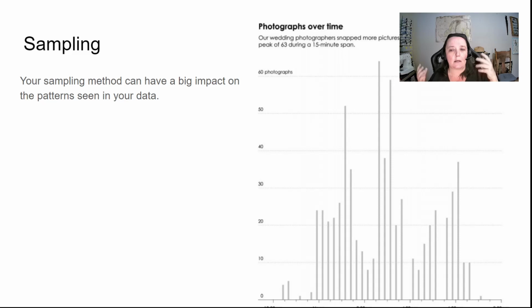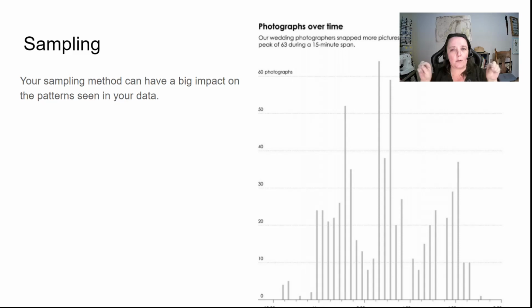If we wanted to get an overall picture of just what a wedding is like, and we wanted to capture all of the moments, we would choose a different type of sampling method, because we would want to capture an even number of photos all across the wedding, maybe, or take photos at random times to see what was happening at different points during the wedding, right?